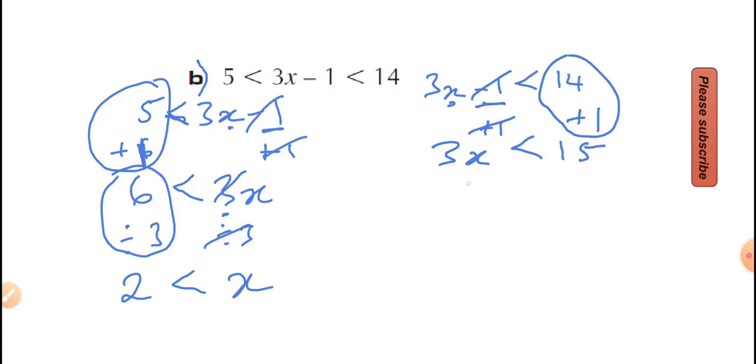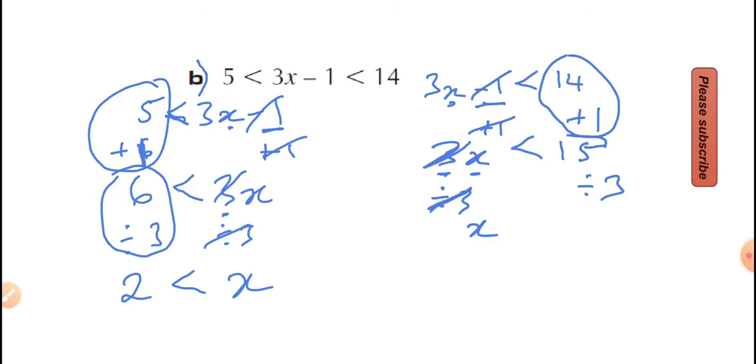Now I have to divide by 3 on both sides to get this x on its own. To get the x on its own, I have to get rid of this times 3, so that means I have to divide by 3 here, divide by 3 here. So the times 3 and the divide 3 cancel out, leaving me just x.